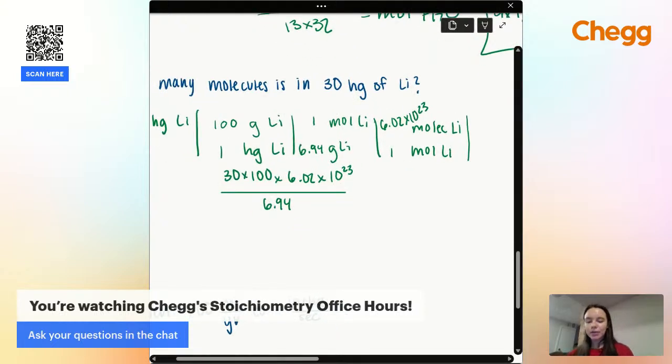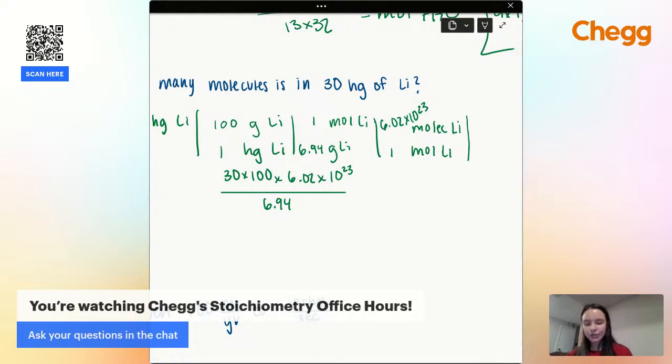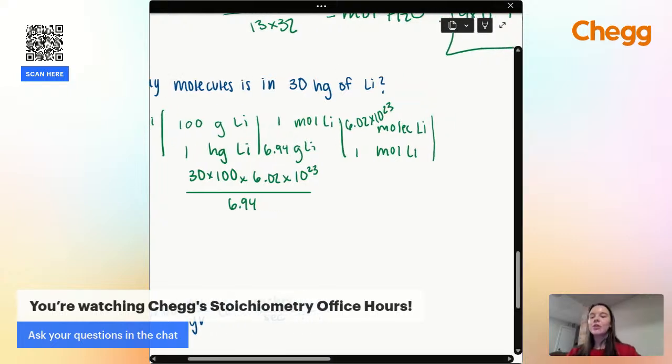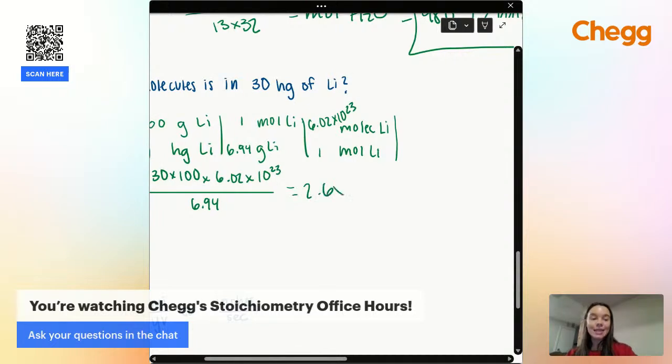So now I'm going to put this in my calculator. You guys can put it in your calculator too. So 10 to the 23rd times 6.02 times 100 times 30, and then dividing by 6.94. All right, that's a lot of decimals. Let's see, we have 3, 6, 9, 12, 15, 18, 21, 24, 26. So our answer is 2.6 times 10 to the 26 molecules.